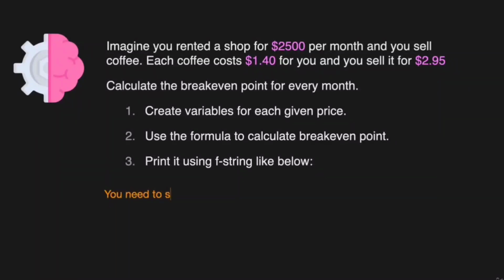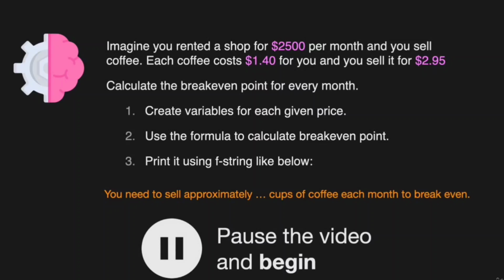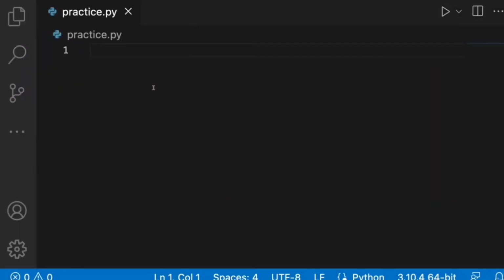So in the terminal, we should see something like this. You need to sell approximately this many, for example, cups of coffee each month to break even. Okay, we need to see something like this with the exact number that we pass the break-even point in the terminal. Okay, so if you're ready, pause the video and begin the challenge. Alright, so how was it? Did you manage to complete this challenge?